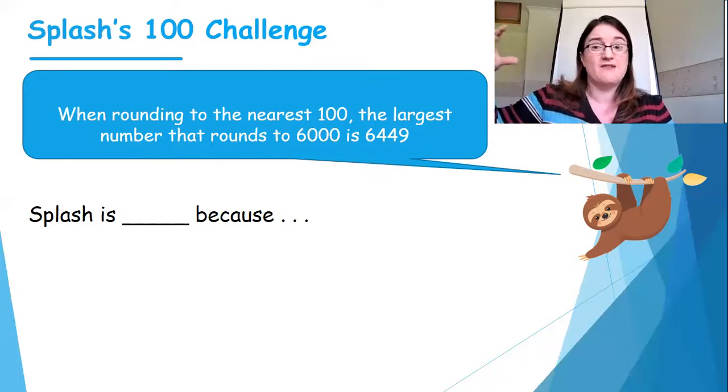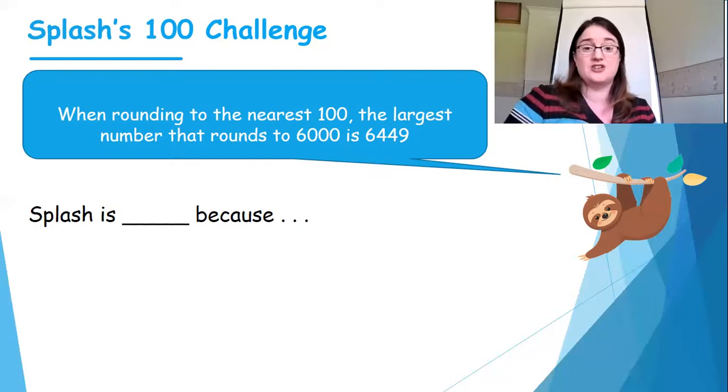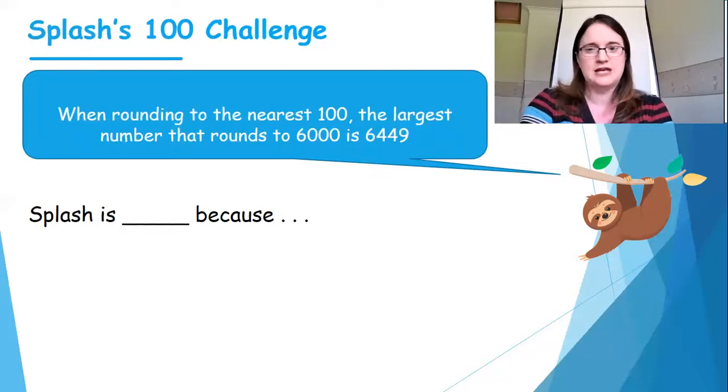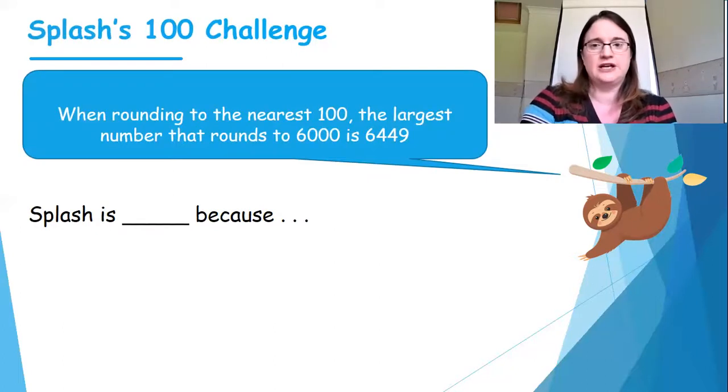So we've got to keep going bigger and bigger until we can't get any larger, because the number doesn't round to 6,000 anymore. Okay, you go and have a go now. It's going to take you a little while, I think. So go and have a really good think about it and come back when you think you're done.